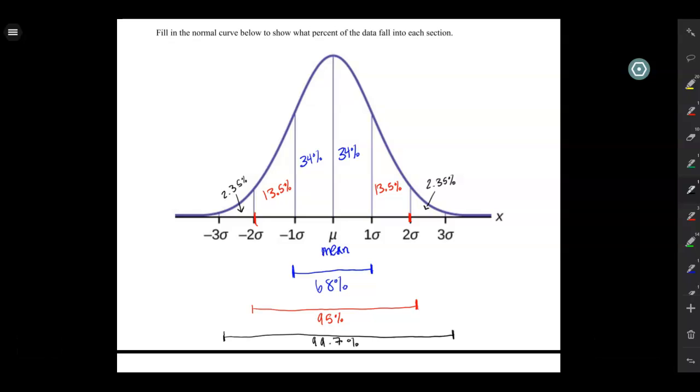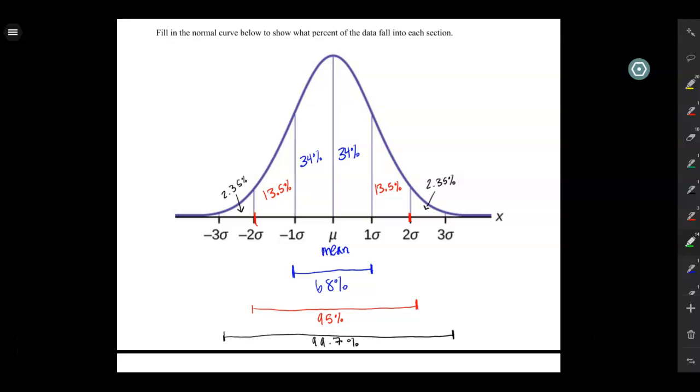So these numbers that we filled in, these are going to apply to all normal curves. So this graphic that we have filled in right here, you're going to want to use it for your homework as you're working through assignments, quizzes, tests, so that you can remember how much of your data falls into each of these sections. Now we are going to fill in one more piece of information, and that has to do with what's called the tails of the graph.